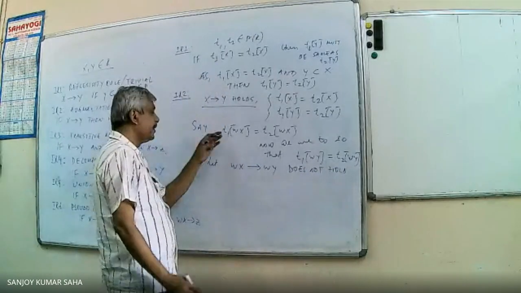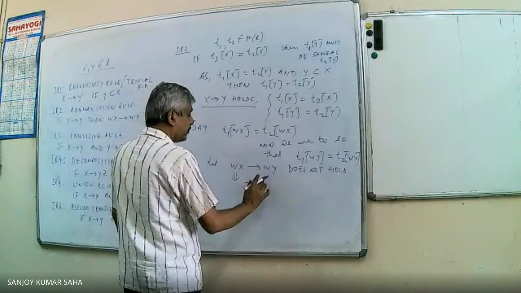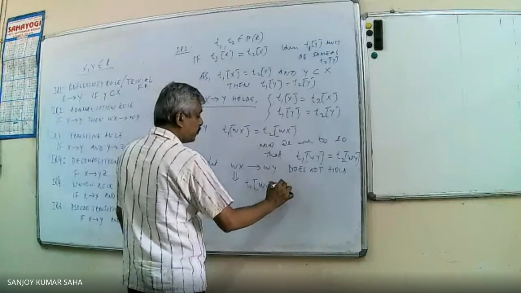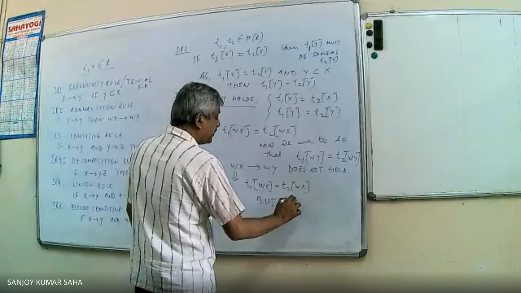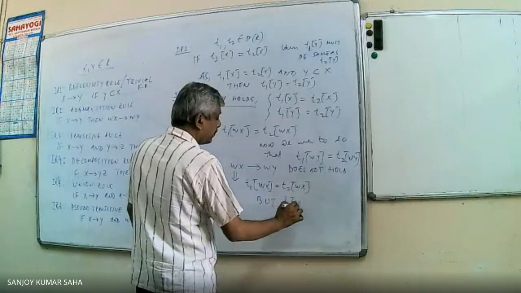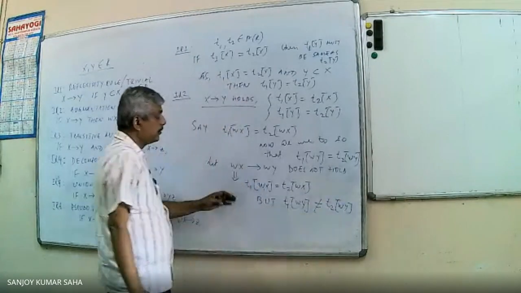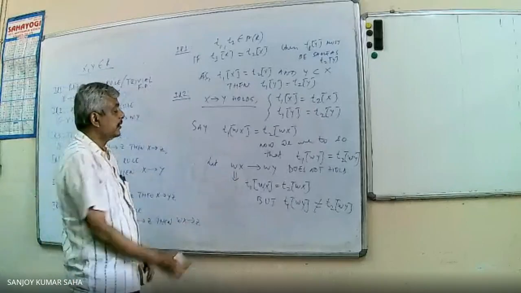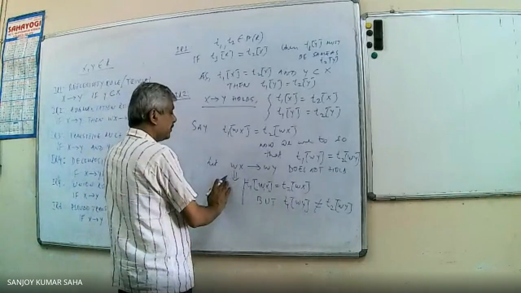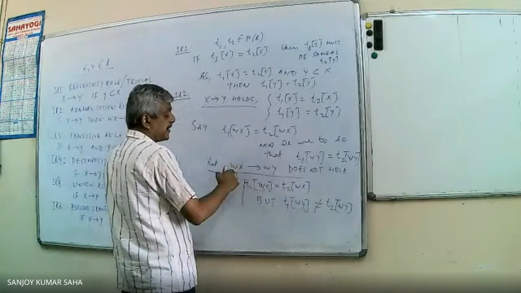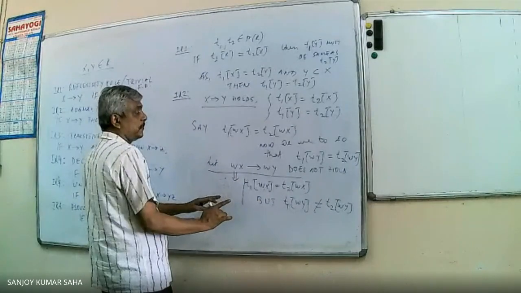Then what does it mean? It means T1 WX equals T2 WX, but T1 WY is not equal to T2 WY. So we are going by contradiction. If these are the same, even then they are not the same. Let us see whether this is possible or not.